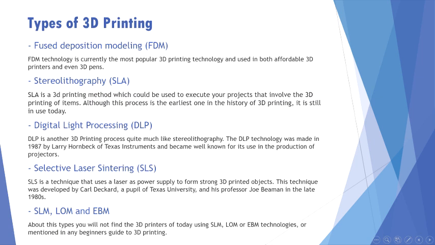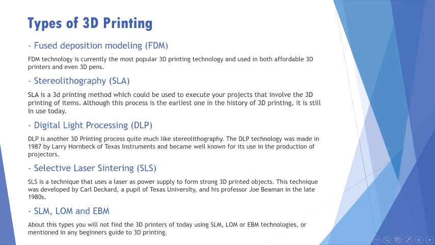Here we will talk about the types of 3D printing. 3D printing is divided into several types such as fused deposition modeling, stereolithography, digital light processing, and selective laser sintering. And here I will tell you some details related to each type.